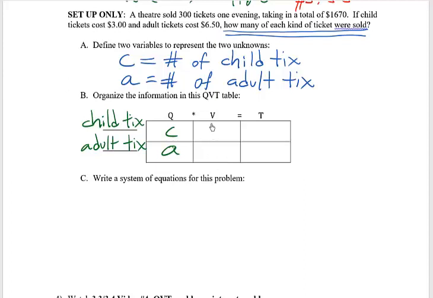I know how much a child ticket is worth. A child ticket is worth $3. So I write 3. An adult ticket is worth $6.50. I can write 6.5 or 6.50.